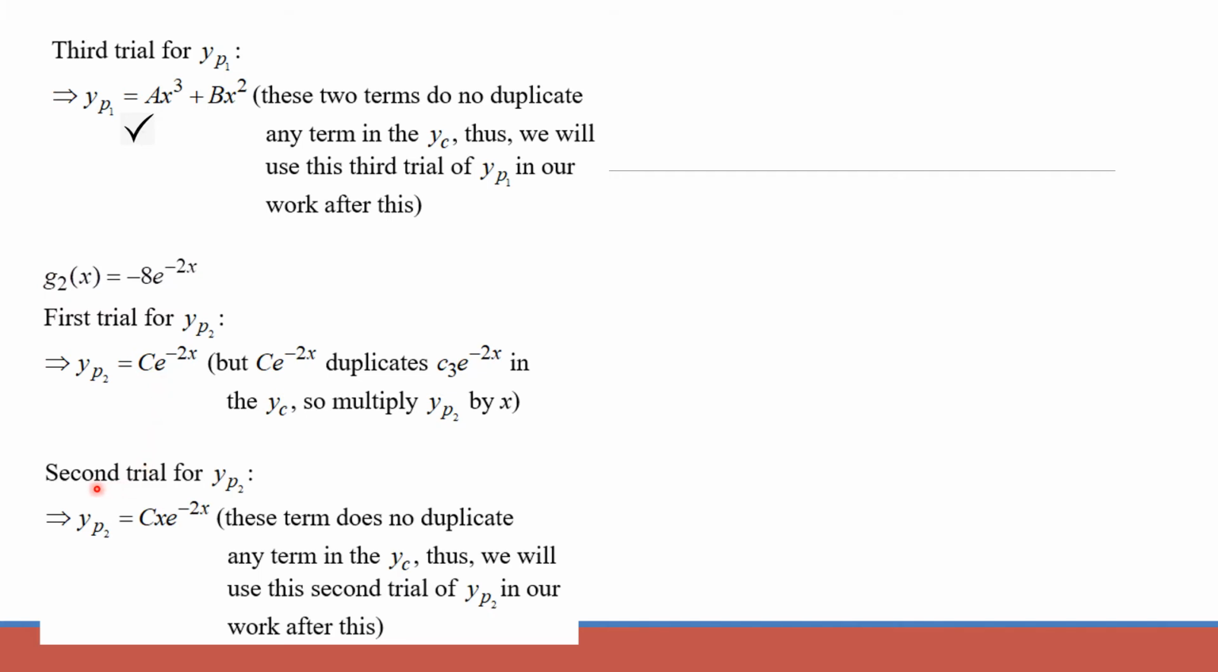So this is the second trial for yp2. We multiply yp2 by x. So we get constant x e to the minus 2x. And this term does not duplicate any term in the yc. So this term does not duplicate any term in the yc, thus we will use this second trial of yp2 in our work after this. Once there's no more duplication, we shall accept this as the yp2.